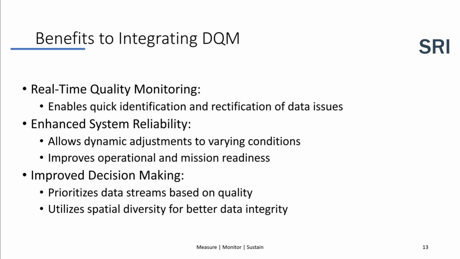under different conditions. Improved decision making. The availability of real-time data quality information significantly improves decision-making processes. Operators can prioritize data streams based on quality, ensuring that critical decisions are made using the most reliable data available. Additionally, the use of spatial diversity, where multiple data streams are received from different angles or locations, further enhances the data integrity and reliability.